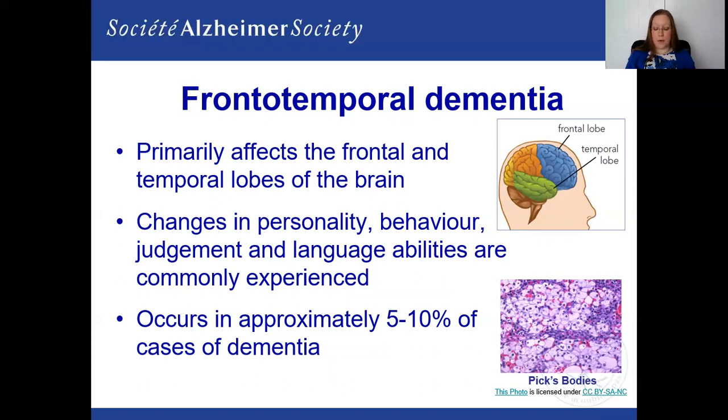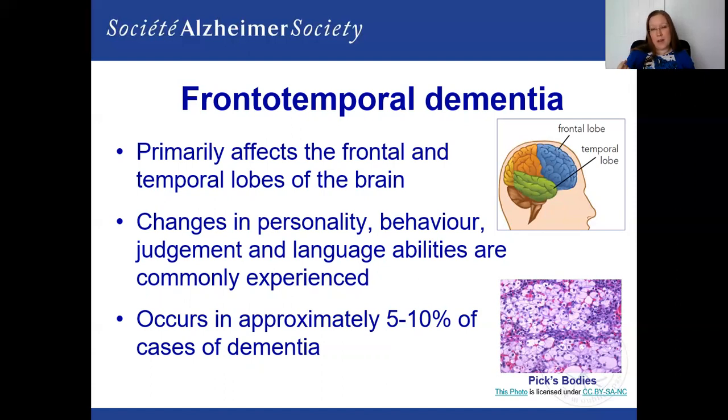And these areas of the brain are generally associated with our personality, our behavior, our emotions and mood, our language and speech, and also our abstract thinking and movement abilities. There's a lot going on in those two lobes of the brain. In some cases of frontotemporal dementia, brain cells will actually shrink and die off. But in other cases, the brain cells can actually get larger, and they can contain these little round silver Pick bodies.